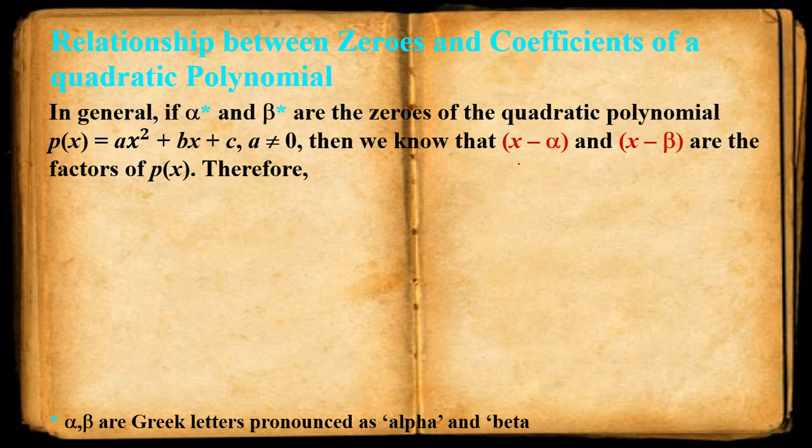So by the factor theorem we can say x minus alpha and x minus beta are the factors of the polynomial p(x), as in earlier classes. The remainder and factor theorem we learned in the 9th class. So we can say that x minus alpha and x minus beta are the factors of this polynomial ax square plus bx plus c.